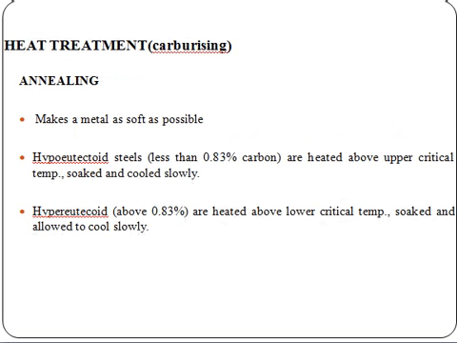Next one is heat treatment. Heat treatment first was annealing. Heat treatment means carburizing processes. Annealing makes the metal as soft as possible. Steels with less than 0.83 carbon are heated above the upper critical temperature, soaked and cooled slowly. Above 0.8 carbon, they are heated to the critical temperature, soaked and cooled slowly.